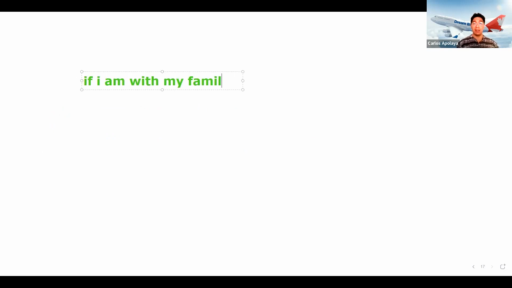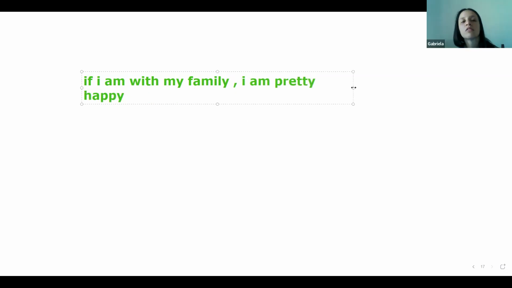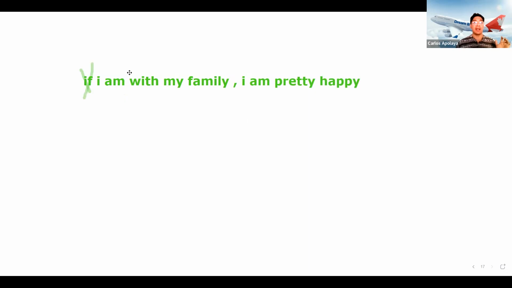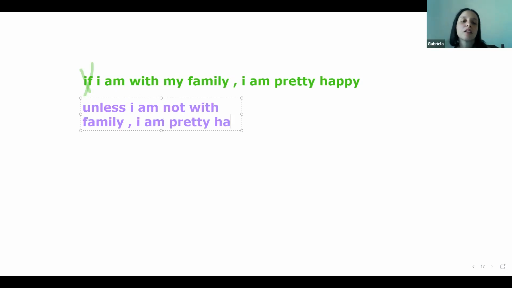A ver, tú solita. If I am with my family, I am pretty happy. Si yo estoy con mi familia, soy muy feliz. Ya, ¿qué te dije que hagas, Gaby? Borramos el if. A ver, borro el if. ¿Qué escribo ahora? Unless, y luego que not, pongo I am not. Muy bien. I am not with my family. I am pretty happy.